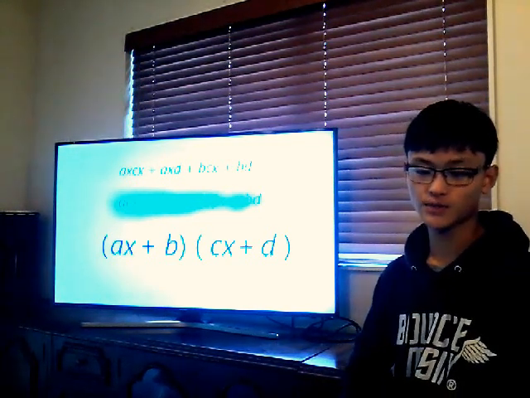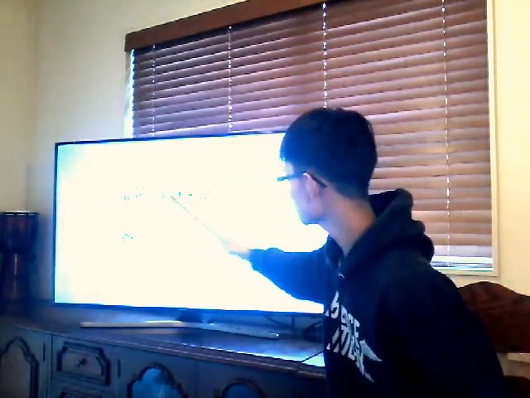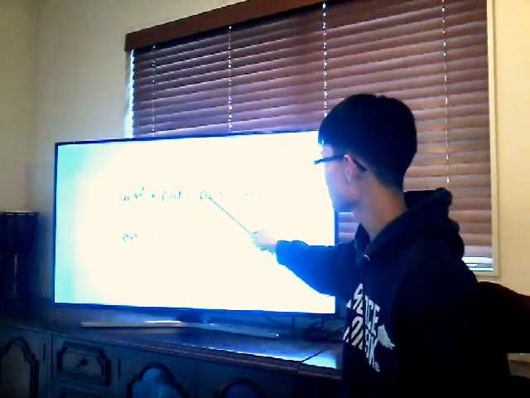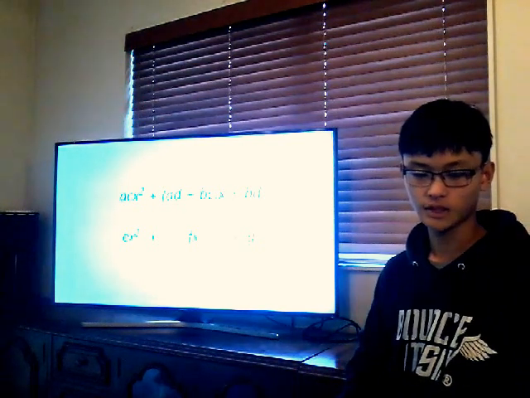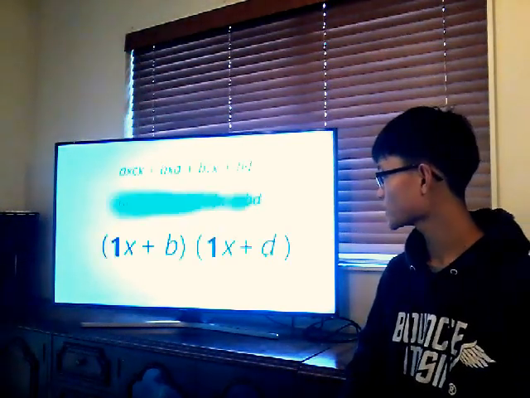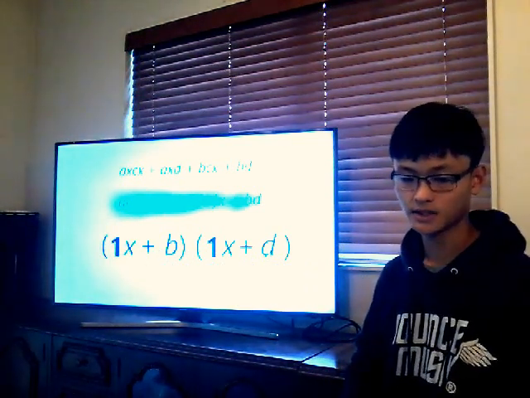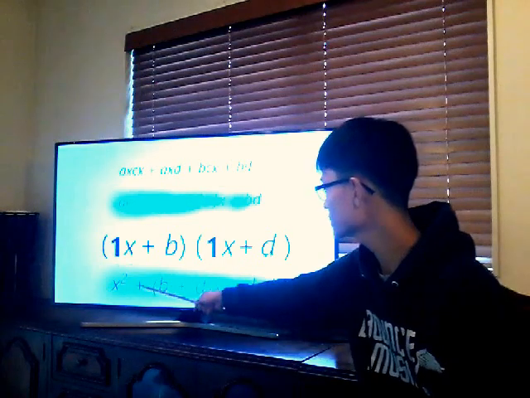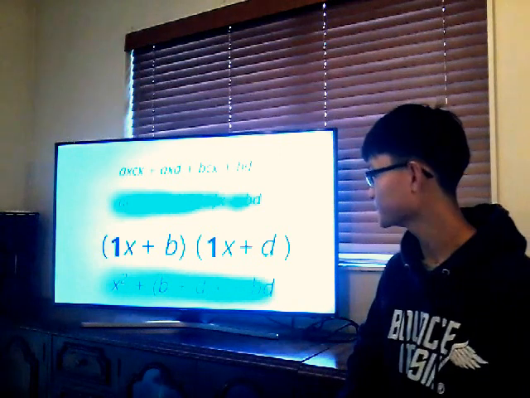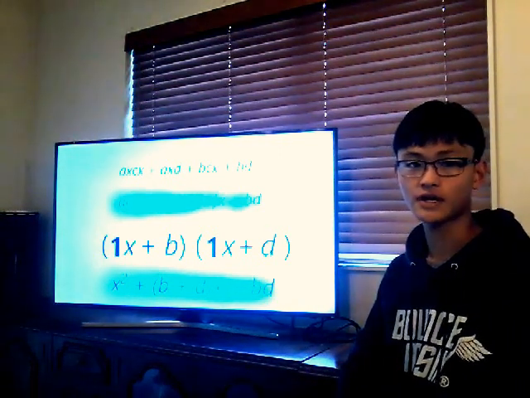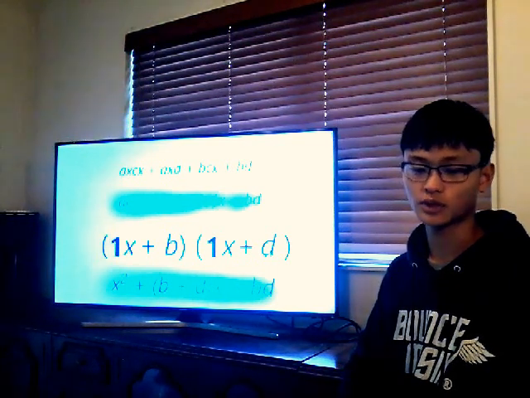Let's rewrite the equation to make it easier to read. E is equal to A times C, F is equal to A times D plus B times C, and G is equal to B times D. As a side note, if the coefficients are equal to 1, then the equation becomes simpler. E is equal to 1, F is equal to B plus D, and G is equal to B times D. Remember that if a variable does not have a coefficient in front of it, then the coefficient is equal to 1.